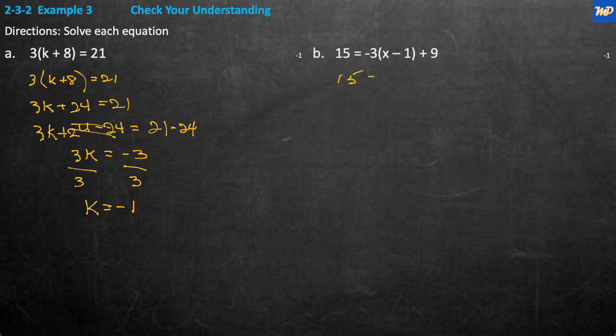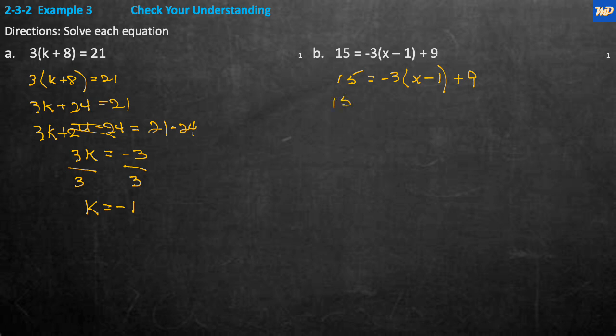15 is equal to negative 3 times the quantity x minus 1, plus 9. They added a little extra piece, a tail, to the end here. So we're going to get rid of the parentheses first. We're going to multiply both terms inside the parentheses by the negative 3.